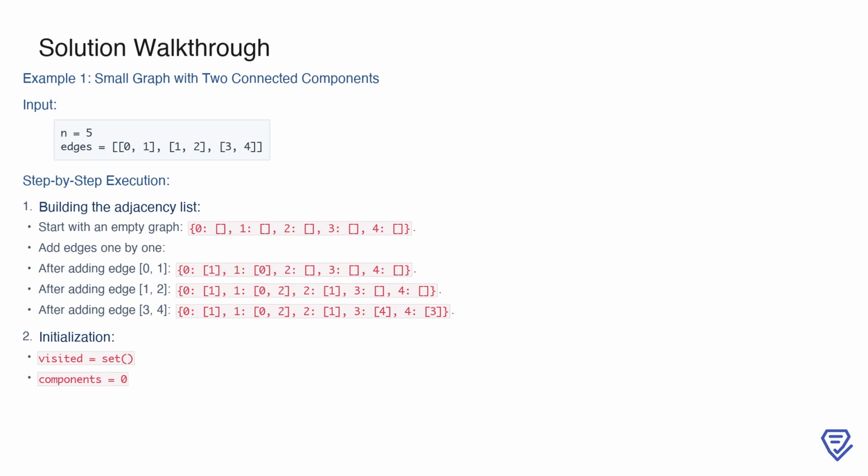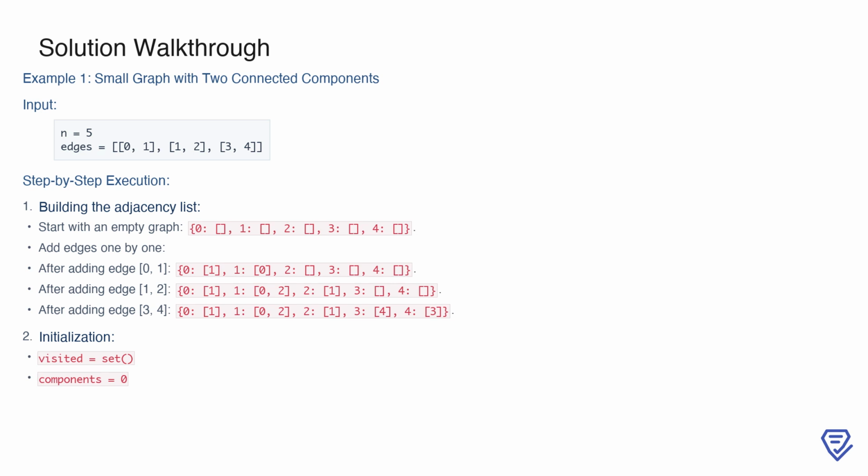Adding the edge 0, 1 connects nodes 0 and 1, so the adjacency list becomes 0: [1], 1: [0], 2, 3, 4. Similarly, adding the edge 1, 2 updates the list to 0: [1], 1: [0, 2], 2: [1], 3, 4, and finally, adding 3, 4 gives us 0: [1], 1: [0, 2], 2: [1], 3: [4], 4: [3].